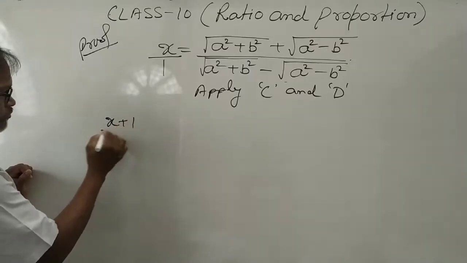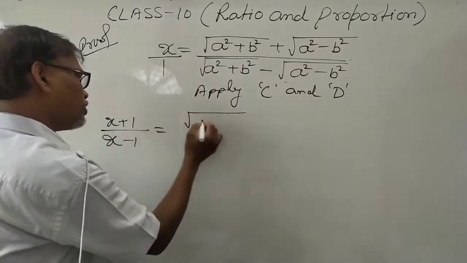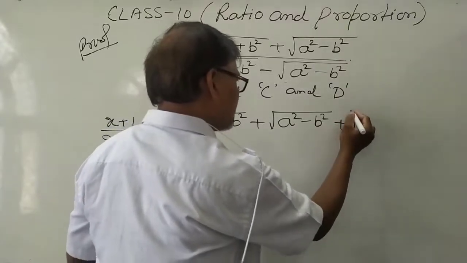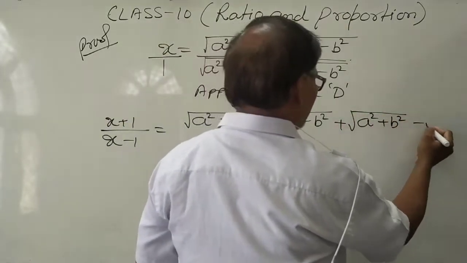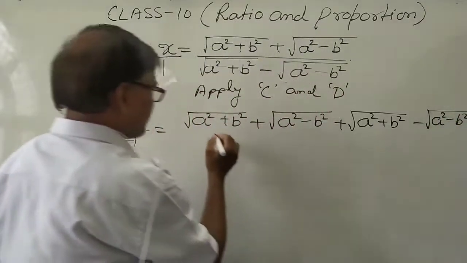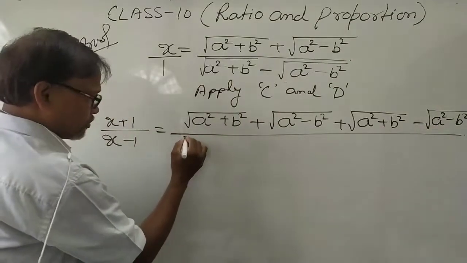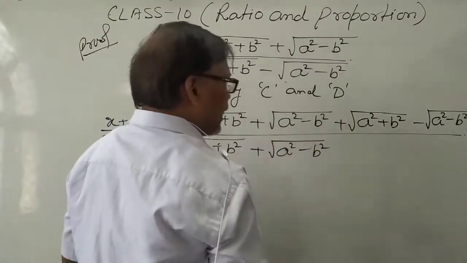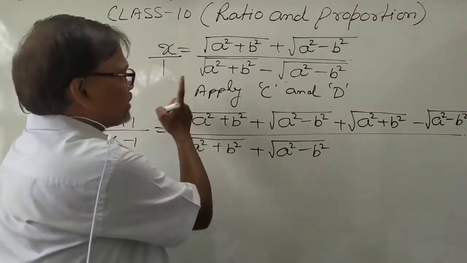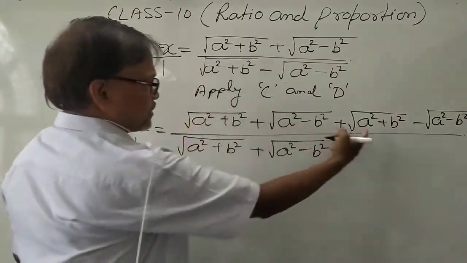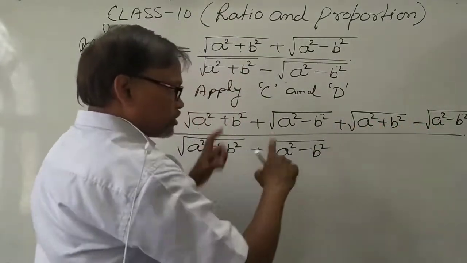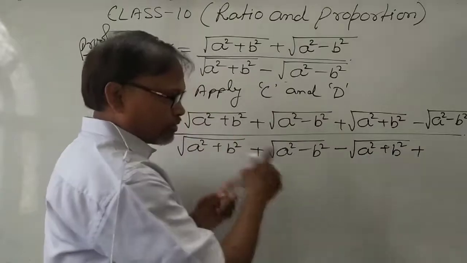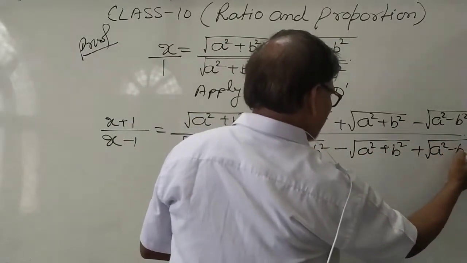So it will be x plus 1 upon x minus 1 is equal to under root a square plus b square, the numerator, plus the denominator under root a square plus b square minus under root a square minus b square, whole upon the numerator under root a square plus b square plus under root a square minus b square, and then write the denominator but with opposite sign. This sign is plus and the sign of this is minus. Change the sign: minus under root a square plus b square, not inside the under root, only outside the under root, upon under root a square minus b square.